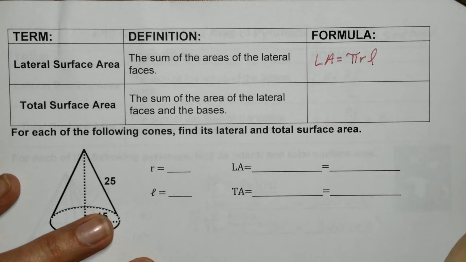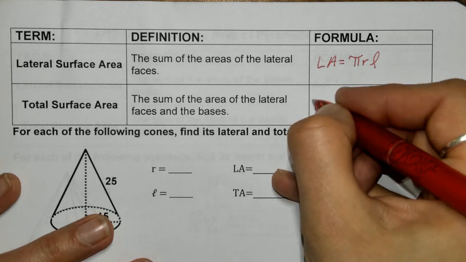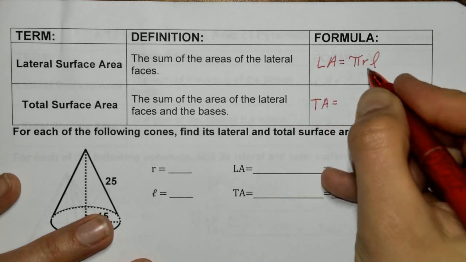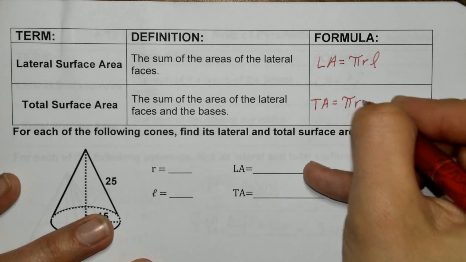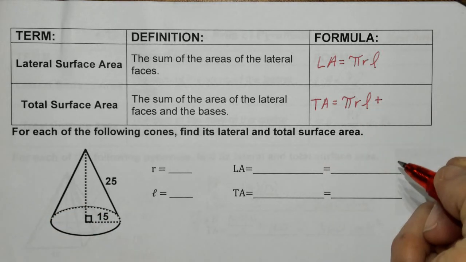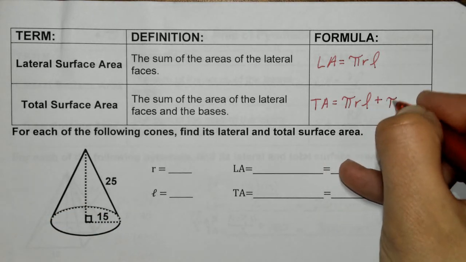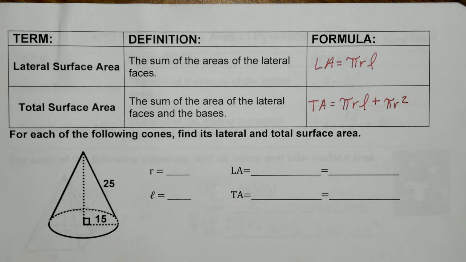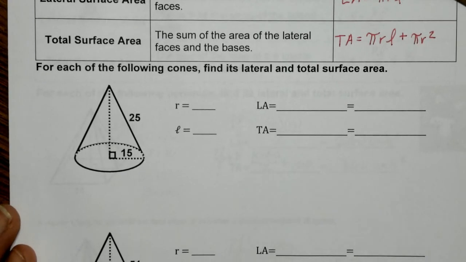the radius times the slant height. That's it. Your total surface area is going to be that lateral surface area of pi r slant height, but you're going to have to add the area of the base, which is just a circle, which is pi r squared. Okay? So let's take a look here.